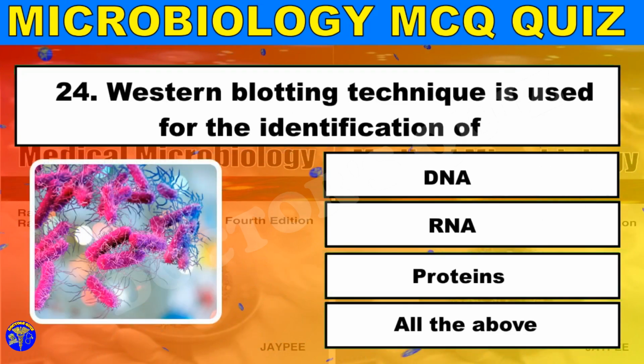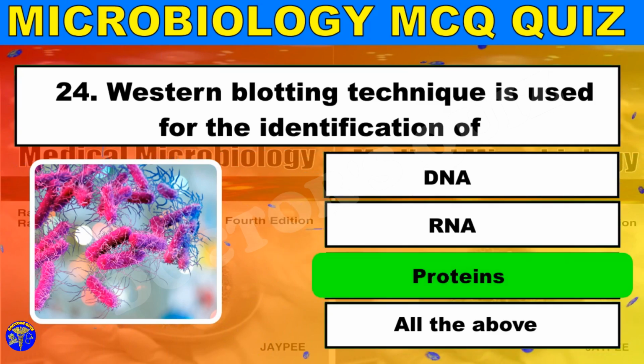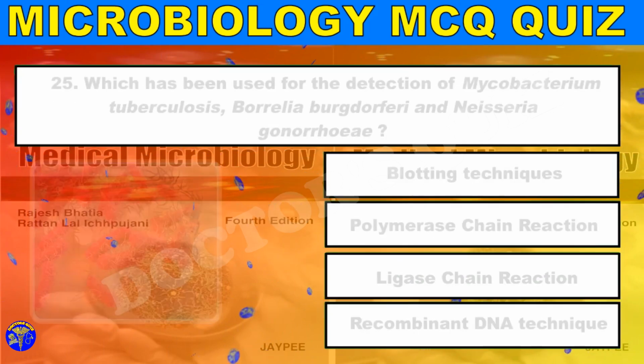The next question is Western blotting technique is used for the identification of. The options are DNA, RNA, proteins, and all the above. The right answer is proteins.